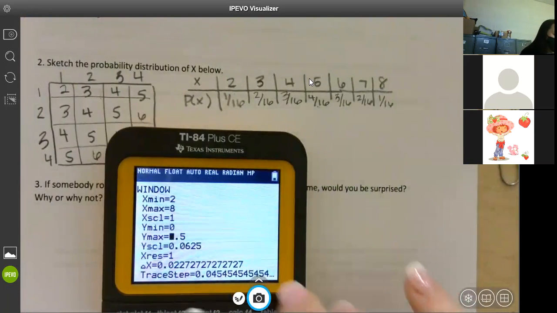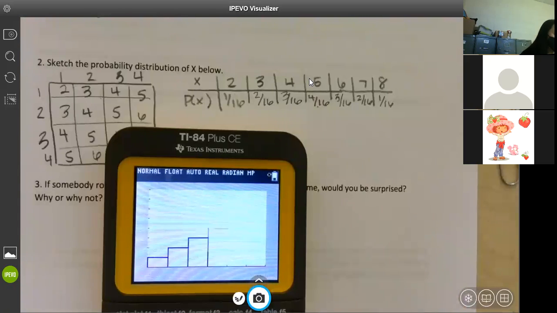Okay, so then I'm going to graph it and you can see your distribution. So what do you see? It's unimodal. It is roughly symmetrical because it goes up and comes back down. It might be a little bit skewed, but this looks pretty symmetric.